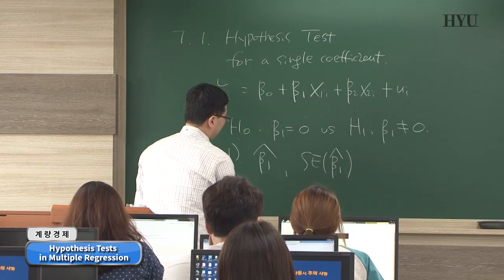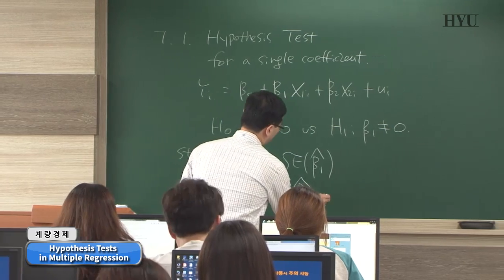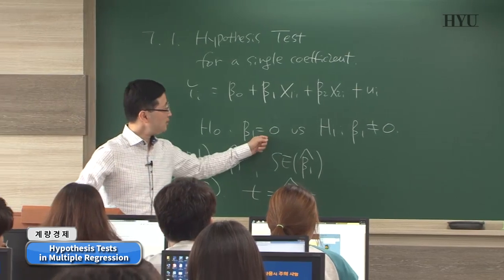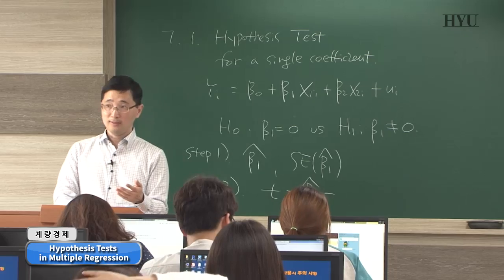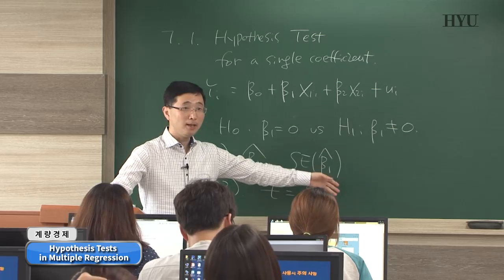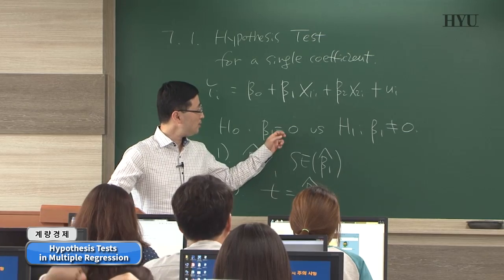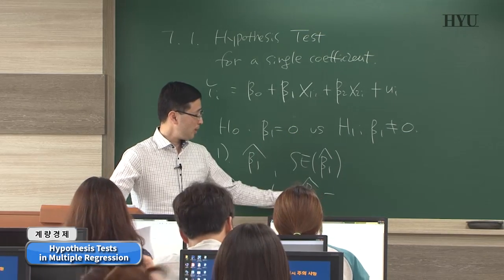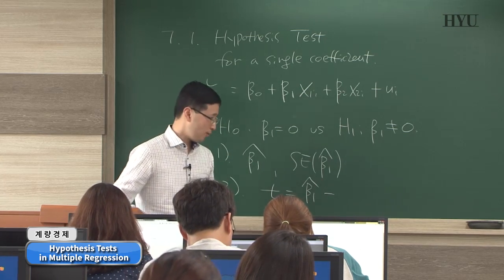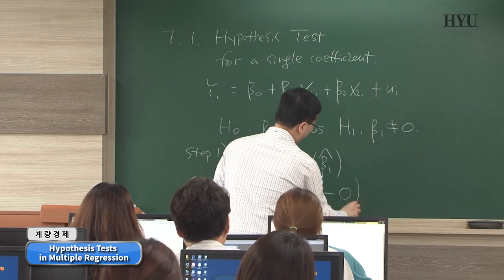Step 2, we calculate the t-statistic, which is beta 1 hat minus the value of beta 1 under the null. So if the null says beta 1 is equal to 0, we are going to use 0. But if the null says beta 1 is equal to minus 1, then you have to use minus 1 here: beta 1 hat minus minus 1. If the null says beta 1 is equal to 100, then you want to say beta 1 hat minus 100. The beta 1 under the null goes in here, and then we want to divide it by the standard error.